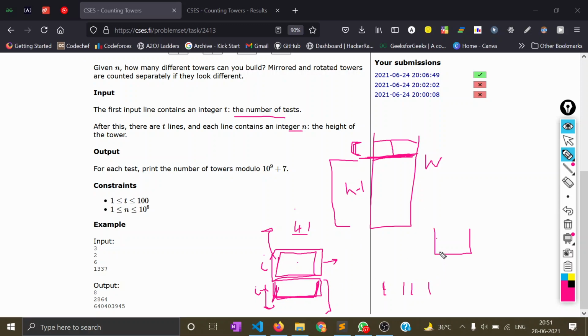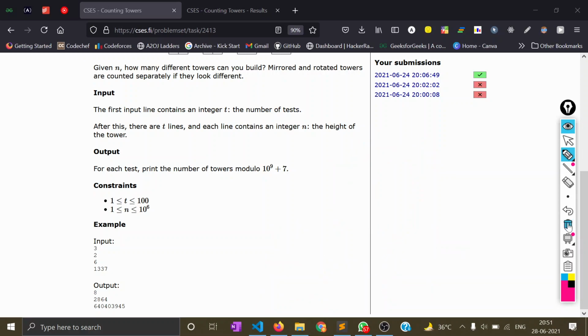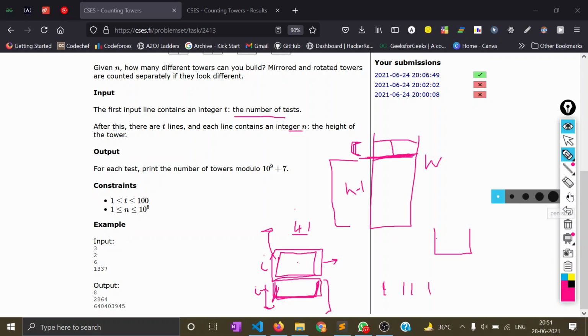So if we are at our ith block, what we can do is start making a block of width 2, right? This is the first possibility. We don't expand here. So that's our first possibility, that we can make a new block of width 2.